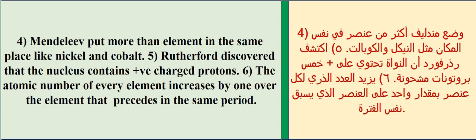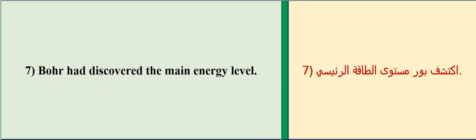4. Mendeleev put more than one element in the same place, like nickel and cobalt. 5. Rutherford discovered that the nucleus contains negatively charged protons. 6. The atomic number of every element increases by 1 over the element that precedes it in the same period. 7. Bohr had discovered the main energy level.